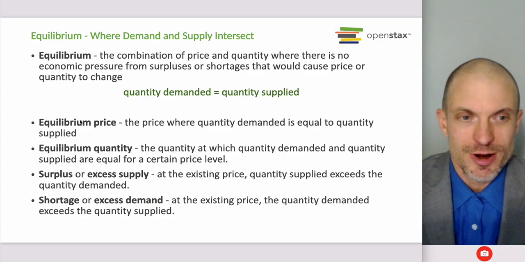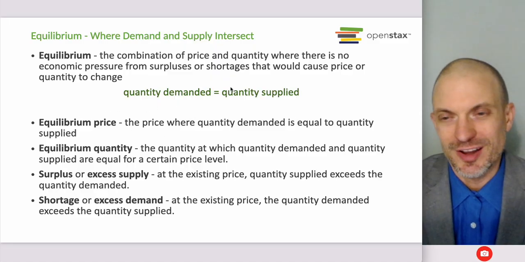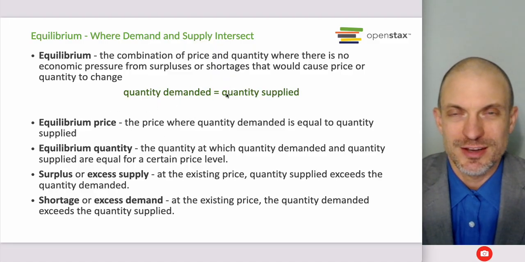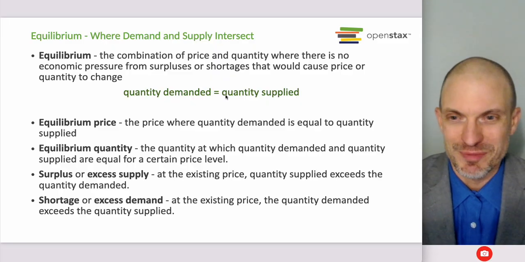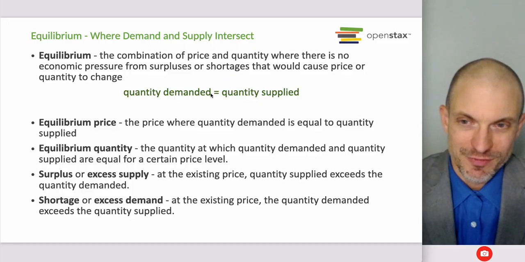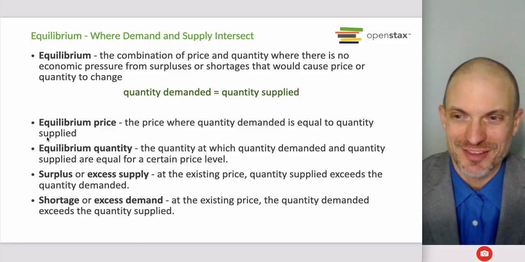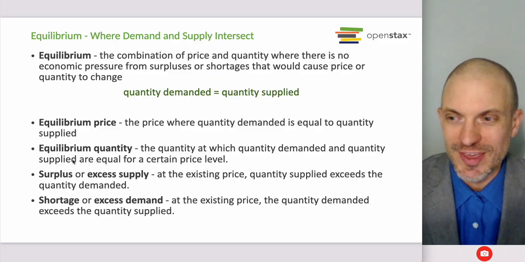The equilibrium price is specifically the price where quantity demanded equals quantity supplied, right? I said the equilibrium is where quantity demanded equals quantity supplied, and the price that makes that true, that's this right here. The equilibrium quantity is the specific quantity that's the same, quantity demanded and quantity supplied. That's easy to see if you have a demand schedule and a supply schedule, if you have a table.